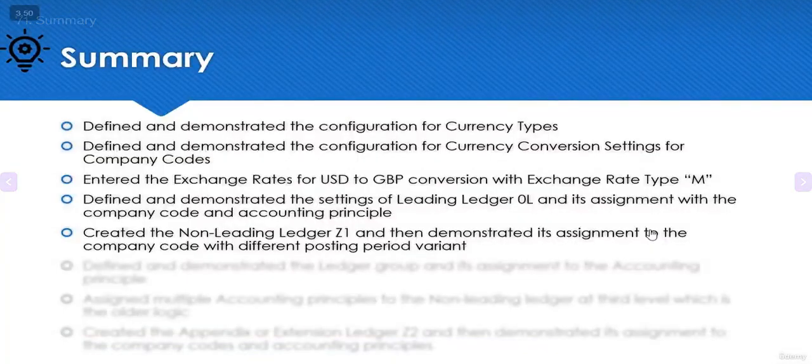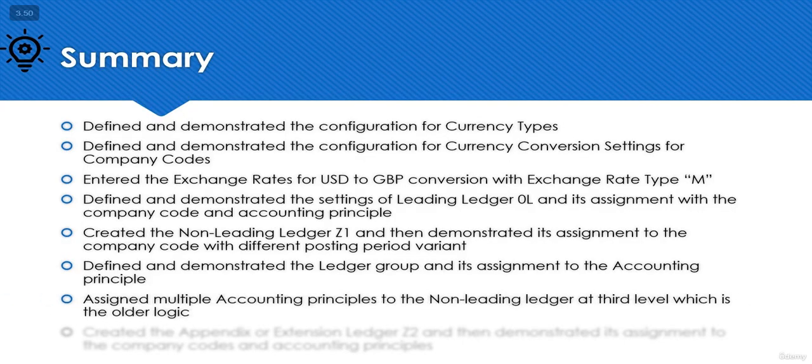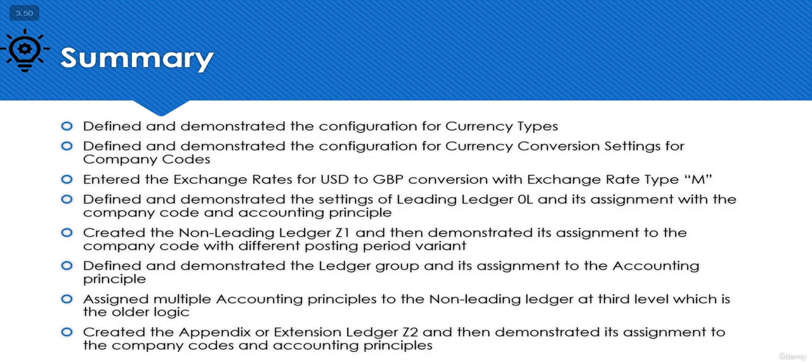Create the non-living ledger Z1 and then demonstrate its assignment with the company code with different posting period variant. Define and demonstrate the ledger group and its assignment to the accounting principle. Assign multiple accounting principles to the non-living ledger at third level, which is the older logic. Create the appendix or extension ledger Z2 and then demonstrate its assignment to the company codes and accounting principles.